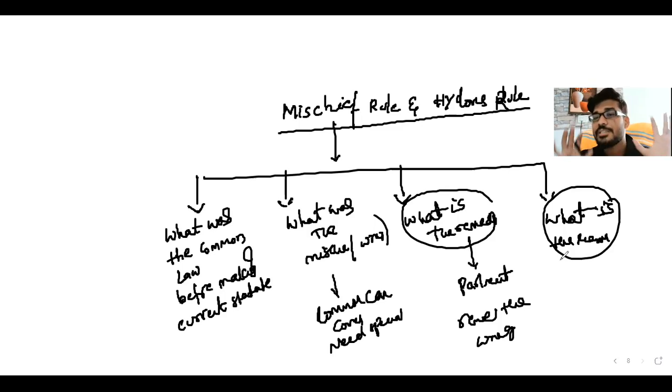For better understanding, we can discuss one case law, so that you clearly understand. What is that particular case law? Smith versus Hughes. What is that? Simple, sir. Listen, what this case law clearly says.